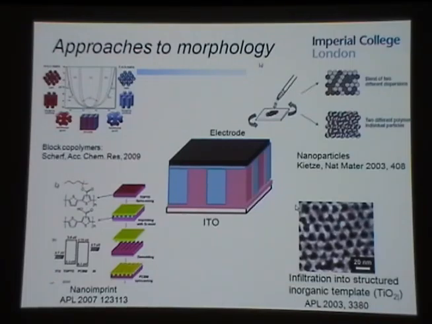You can think about taking a soluble polymer and infiltrating it into a well-ordered inorganic N-type acceptor, titanium dioxide, for example. Another quite nice approach, which doesn't really seem to have been exploited too much, is to take the P and the N-type material and to basically self-organize them in solution into nano aggregates.